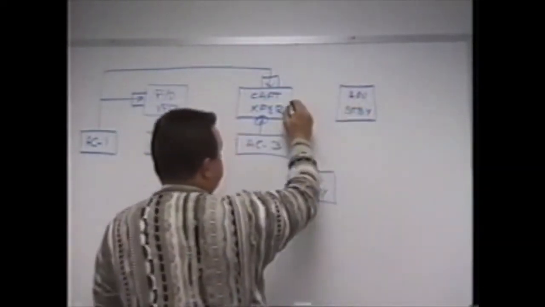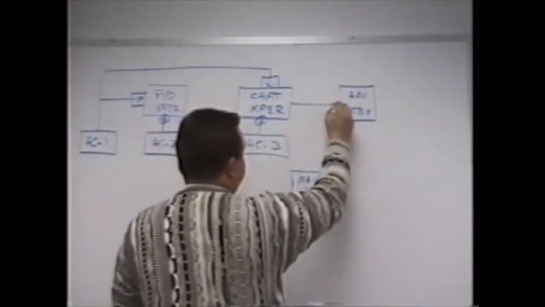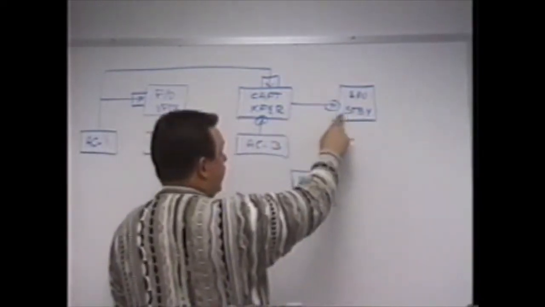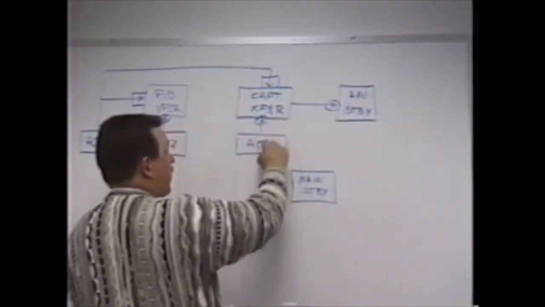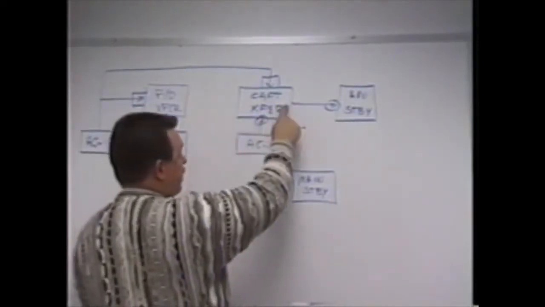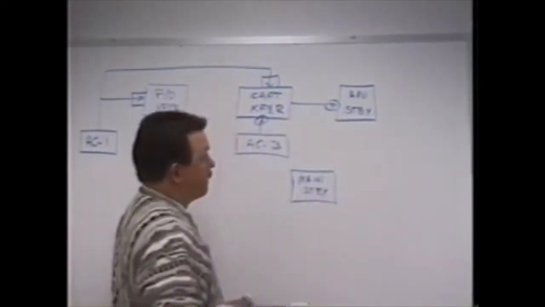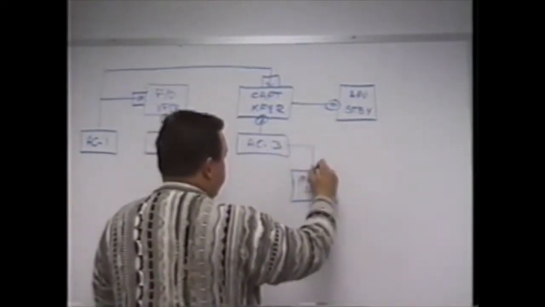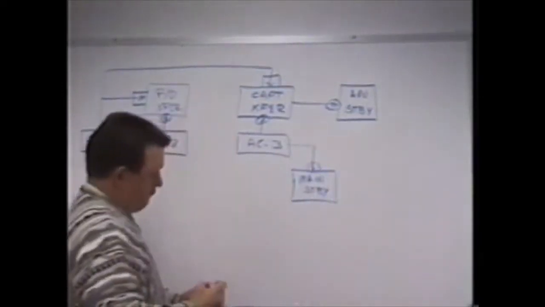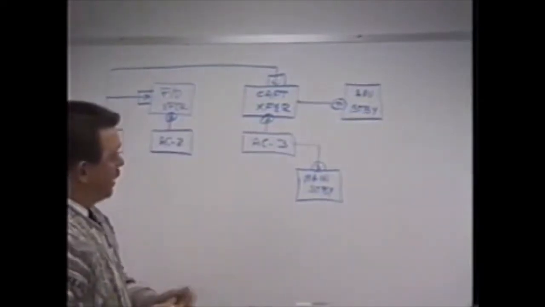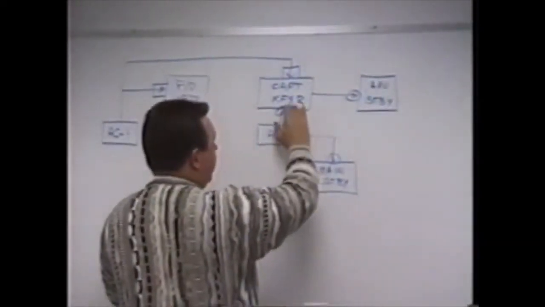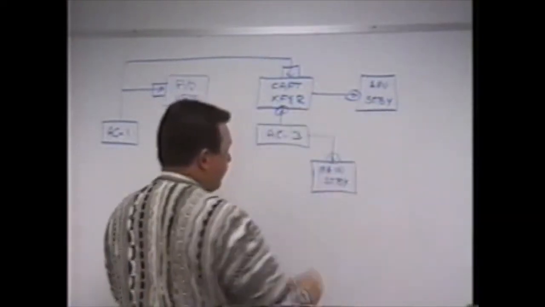APU standby power is normally powered by the captain's transfer bus. If the captain's transfer bus is powered, it will power the APU standby, regardless of the source, whether it be AC bus 3 or AC bus 1. As long as it's powered, it'll power your APU standby. Main standby bus is normally powered by AC bus 3. As long as the normal power source is AC bus 3 and captain's transfer is available, your two standby buses remain powered.